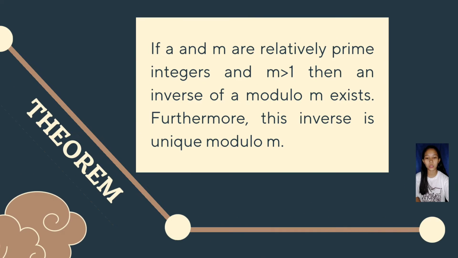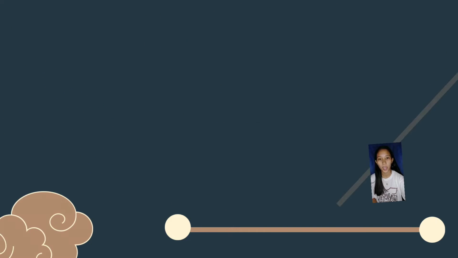So we can now proceed to the theorem. If A and M are relatively prime integers and M is greater than 1, then an inverse of A modulo M exists. Furthermore, this inverse is unique modulo M. This means that there is a unique positive integer, inverse of A, less than M that is an inverse of A modulo M, and every other inverse of A modulo M is congruent to inverse of A modulo M.